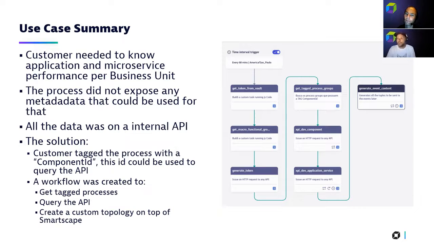The workflow would get all component IDs that we had in the platform, query this API, and create a custom topology on top of Smartscape based on the customer organization. This was very good because now they could see performance by their business units and macro groups. This was a demand from the director of this company, and was key for us to win the deal. So we are going to see the workflow we used there, and then we are going to do a small thing together, just to show how we can accomplish a very complex use case like this.